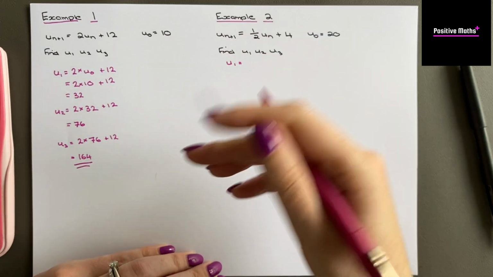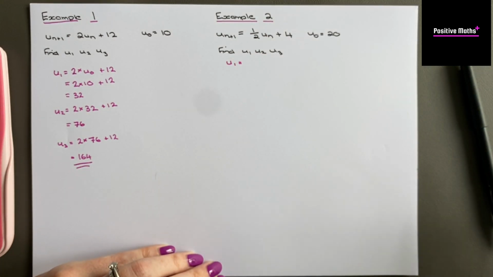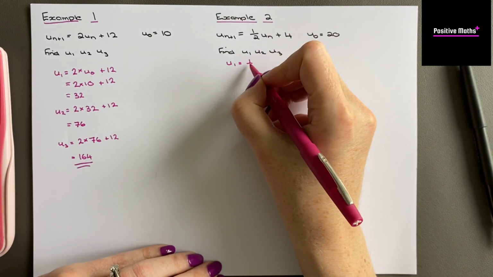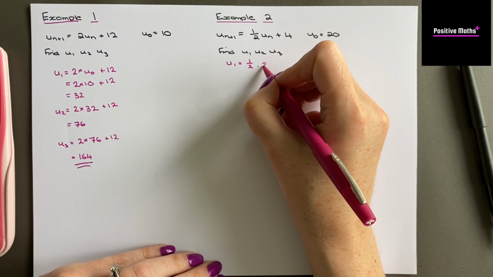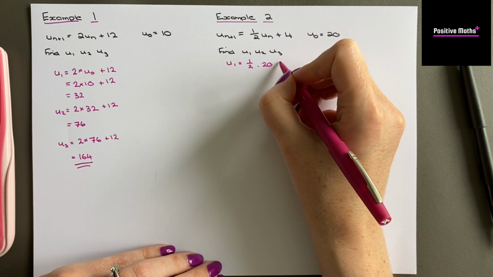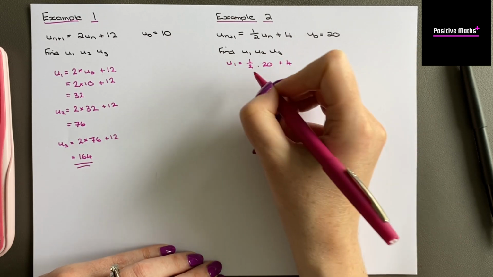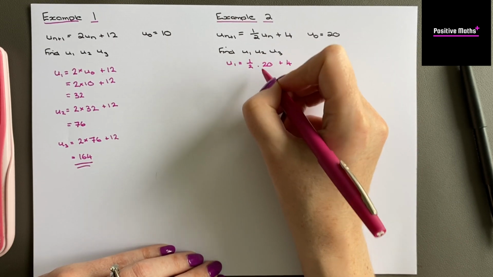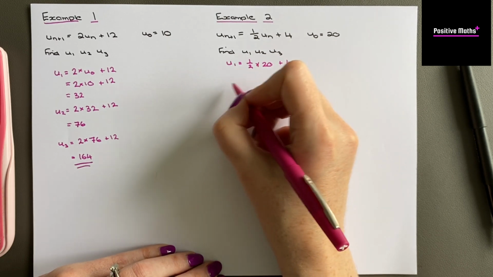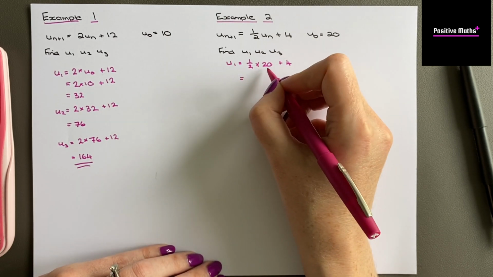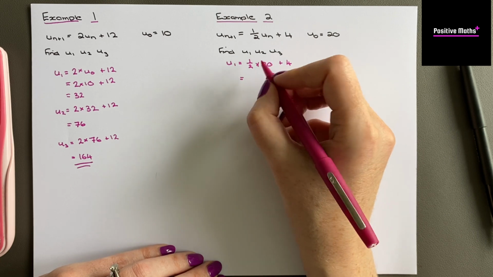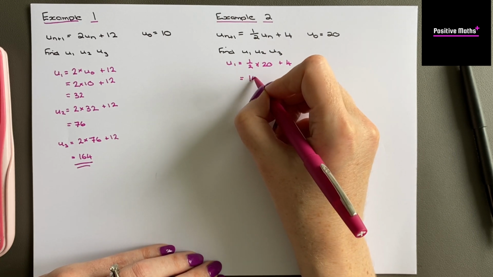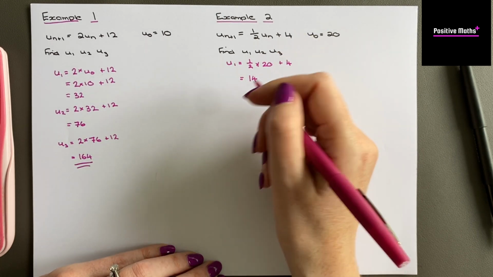Once we find u1, we'll go on and then we'll find the next part. So it'll be a half times 20 plus 4. You can either put a dot or a times sign. Put a times sign because that's what I did before. Half times 20 is 10. 10 plus 4 is 14. That is now our next value that we're going to use next time.